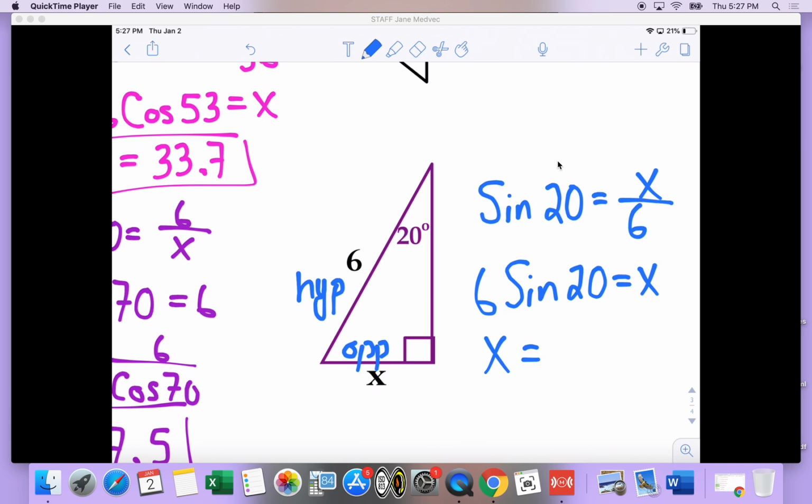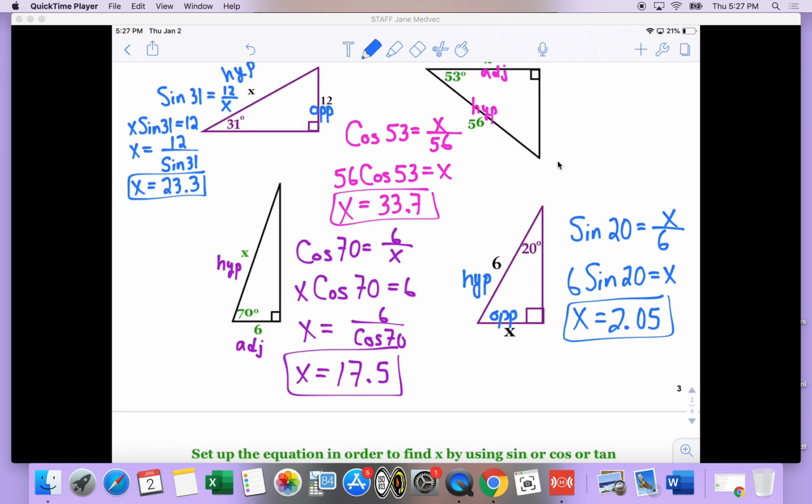And I'm going to go ahead and plug this in my calculator. And I end up with 2.05. Again, all you need to do is take a look at the relations, and then you can go ahead and decide which one to pick up.